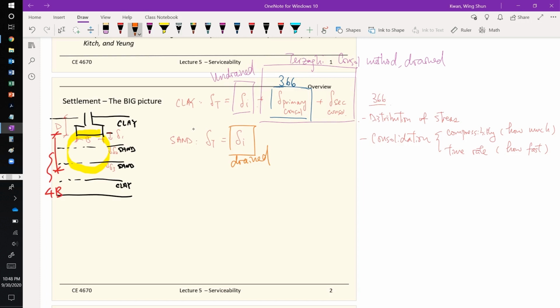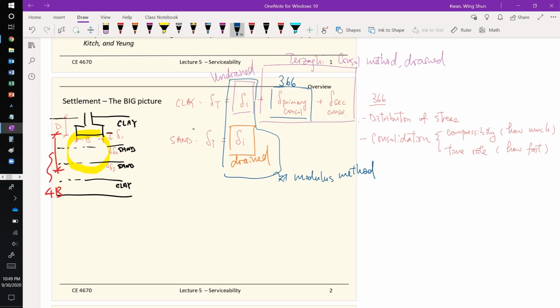But this is not an earthquake design class, so for our applications with sand, it's safe to say the immediate settlement is a drained condition. For both immediate settlements, we can use the method we will talk about more next, the modulus-based design, the modulus method.